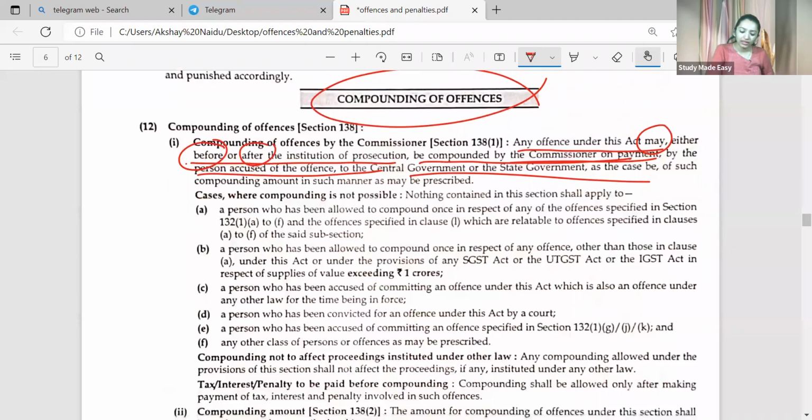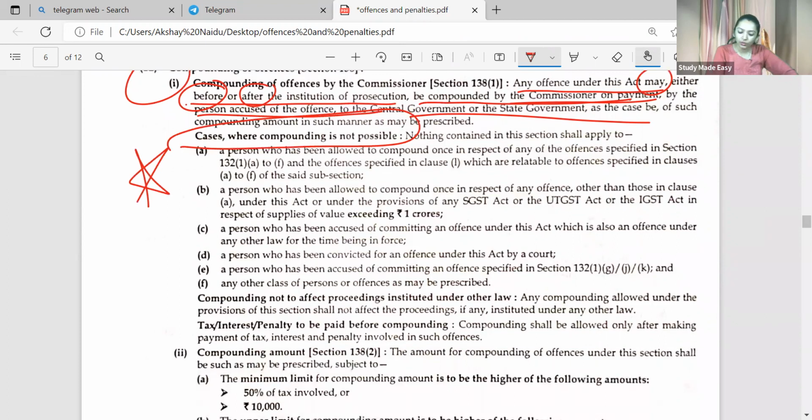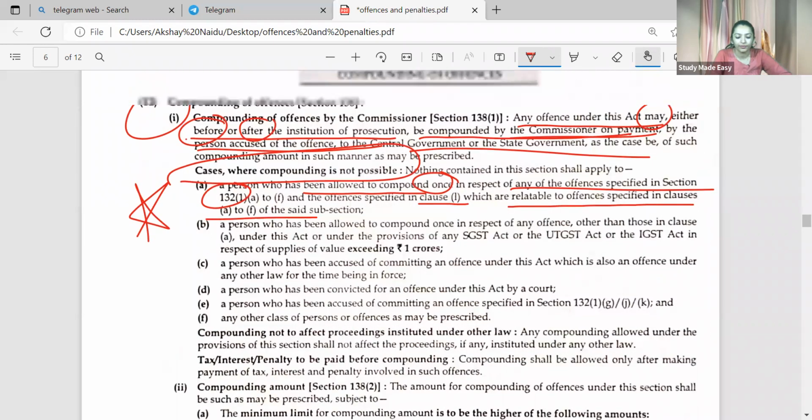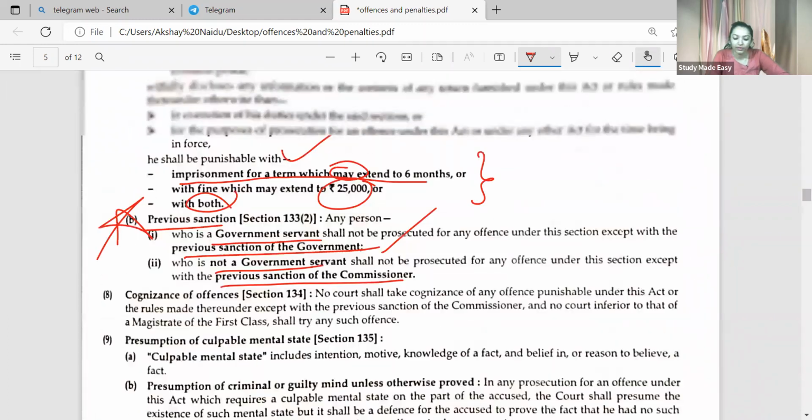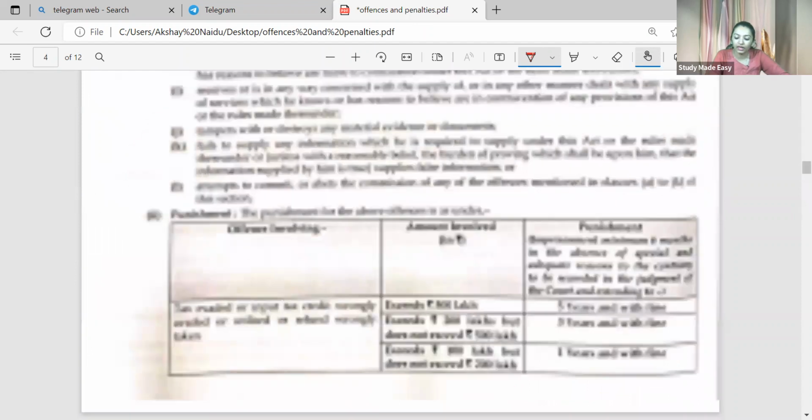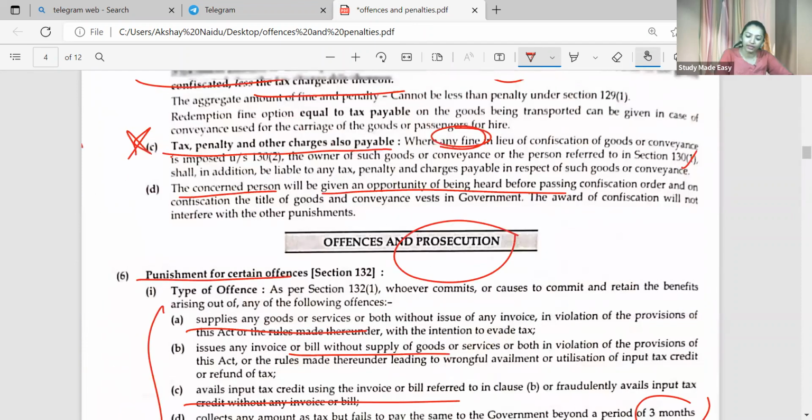Now compounding is possible once prosecution is initiated, but when compounding is not possible, that is important and very important. A person who has been allowed to compound once for any offense, we have already allowed compounding of any offense specified under 132 and offense in clause 1 which are related to offense of clause A to F. Now what was there in 132? Let us come back to it. So they have already allowed you. What have they done? What have they already allowed you?